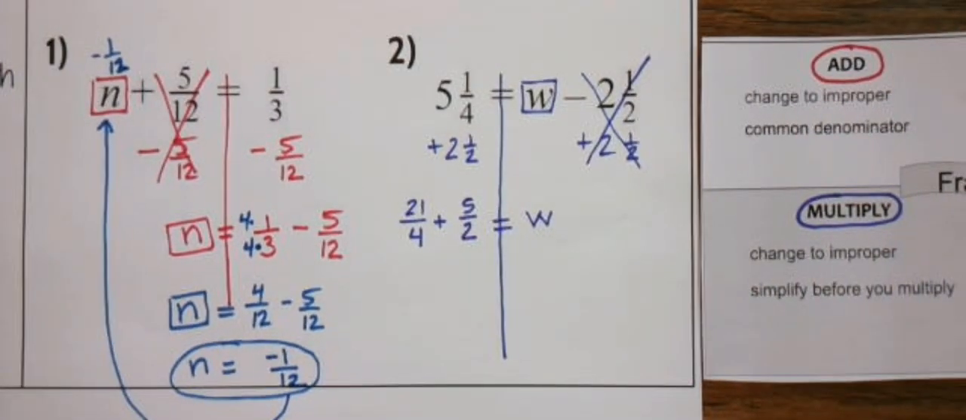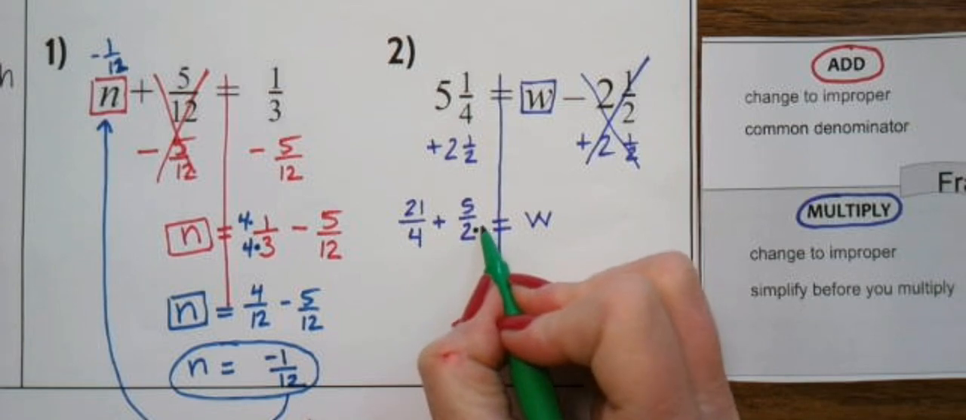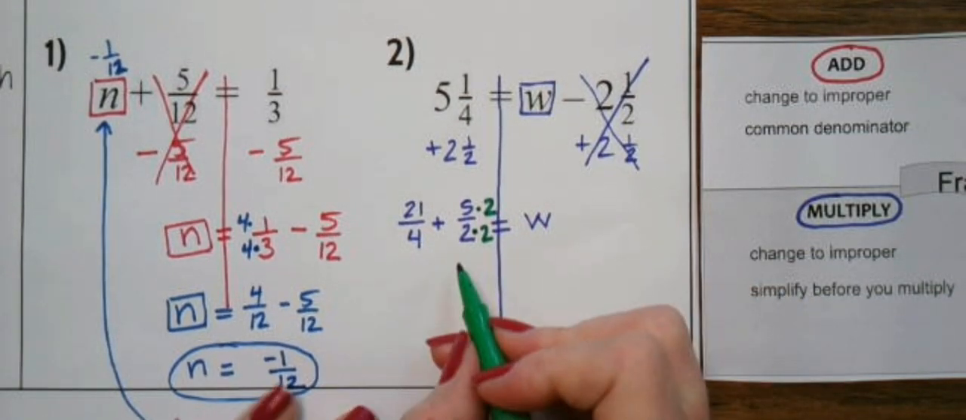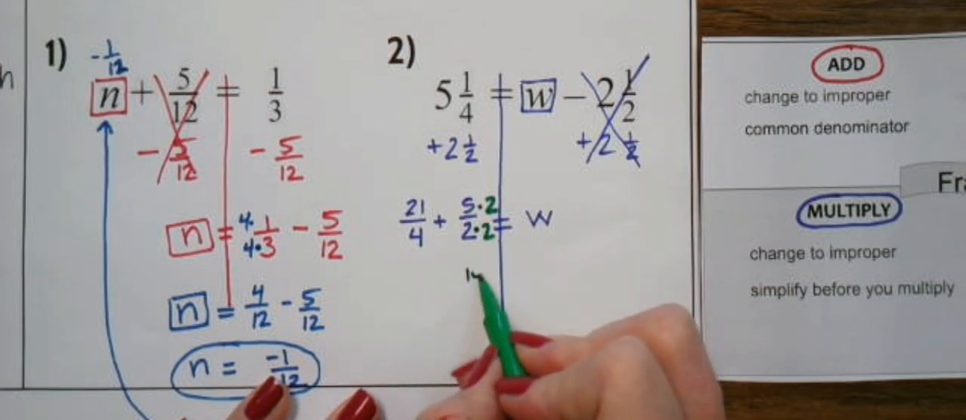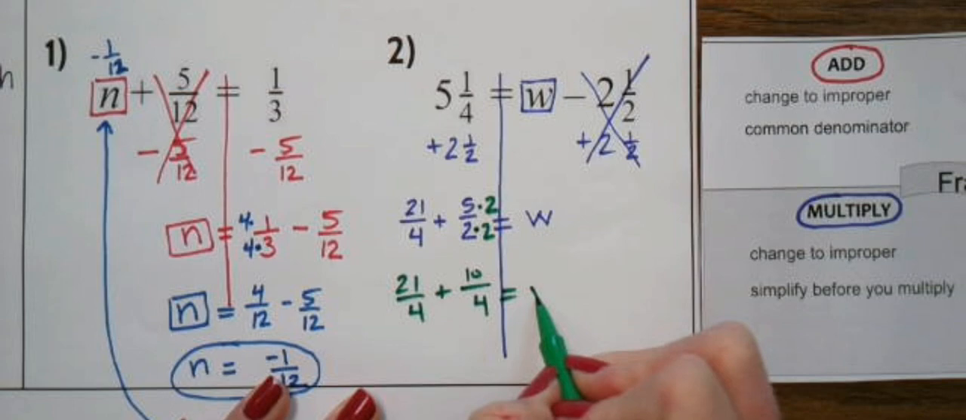Okay, we need a common denominator. Looks like between a 4 and a 2, our common denominator would be 4. So I'm going to multiply the top and bottom here by 2 to make an equivalent fraction. So I'm going to end up with 10/4 plus the 21/4 equals w.